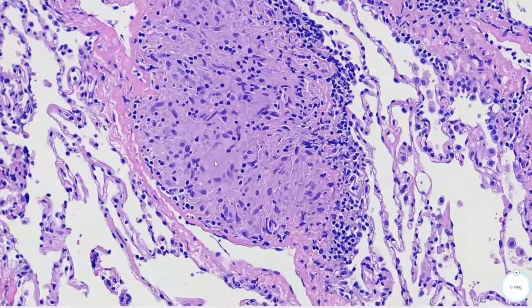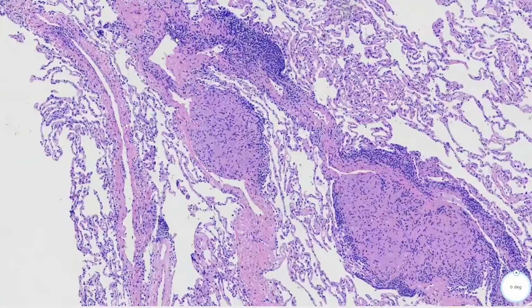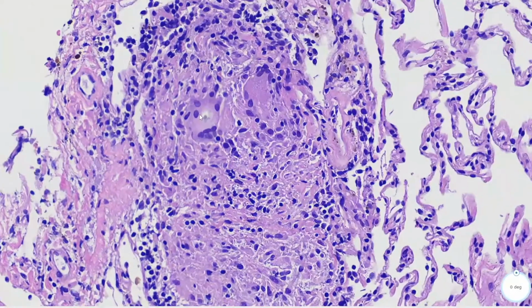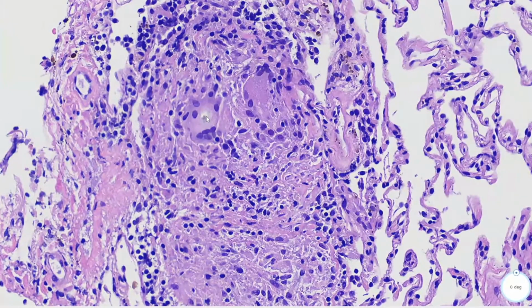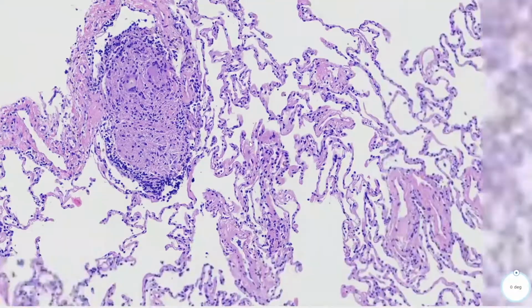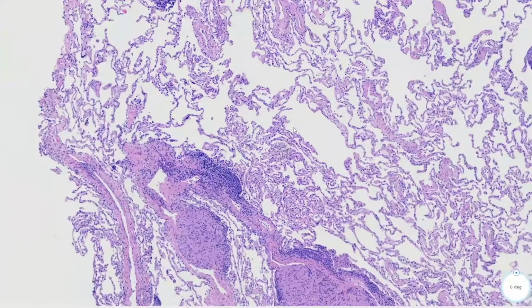As you move around, you also see some multinucleated giant cells associated with these granulomas. You can see here some more as well. Many of these do have endogenous calcifications. So these aren't foreign material. This is just endogenous calcifications that can occur in these giant cells. And then the other important thing to notice is the distribution of these granulomas.